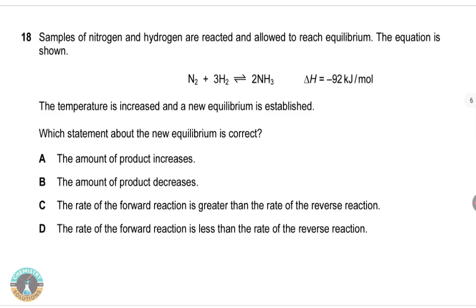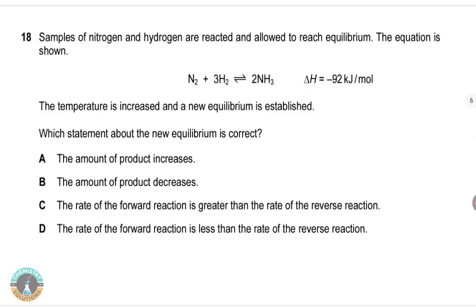Samples of nitrogen and hydrogen are reacted and allowed to reach equilibrium. The equation is shown. The temperature is increased and a new equilibrium is established. Which statement about the new equilibrium is correct? The amount of product increases, the amount of product decreases. The rate of forward reaction is greater than the rate of reverse reaction. The rate of the forward reaction is less than the rate of reverse reaction.